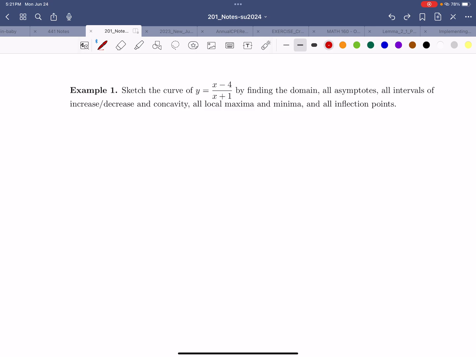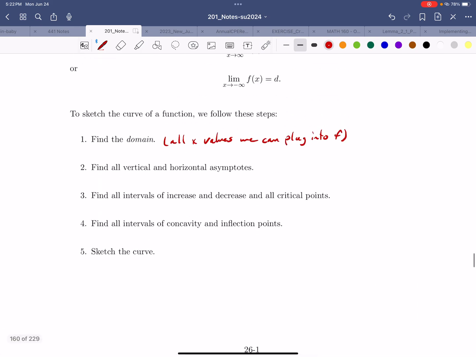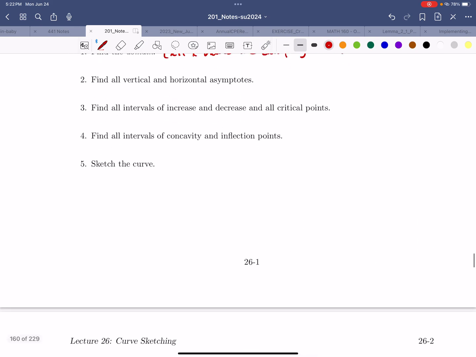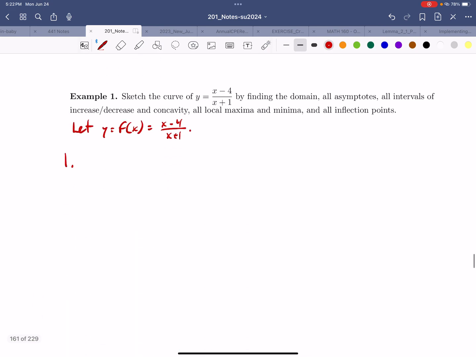Let's start off with example 1. Sketch this curve. Let y equal f of x, which equals x minus 4 over x plus 1. So first off, we're going to just follow the list. Find the domain, find the asymptotes, intervals of increase, decrease, intervals of concavity, and then we're done.